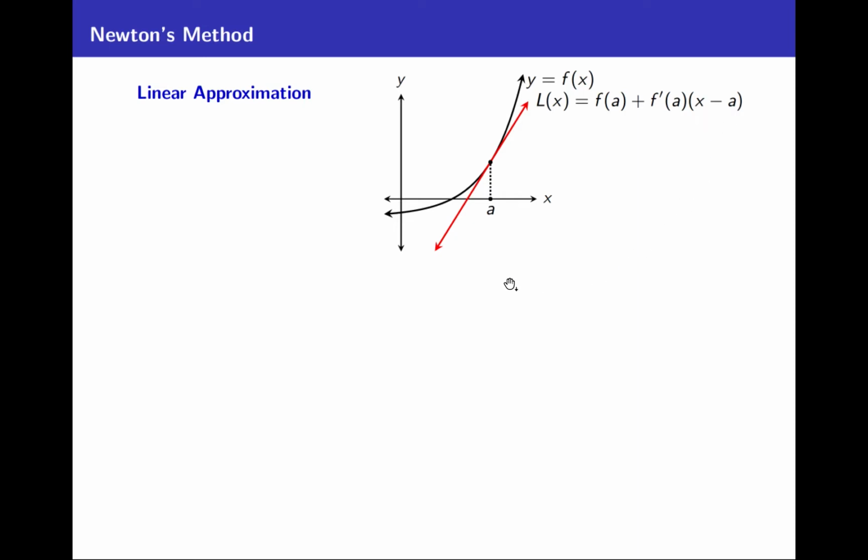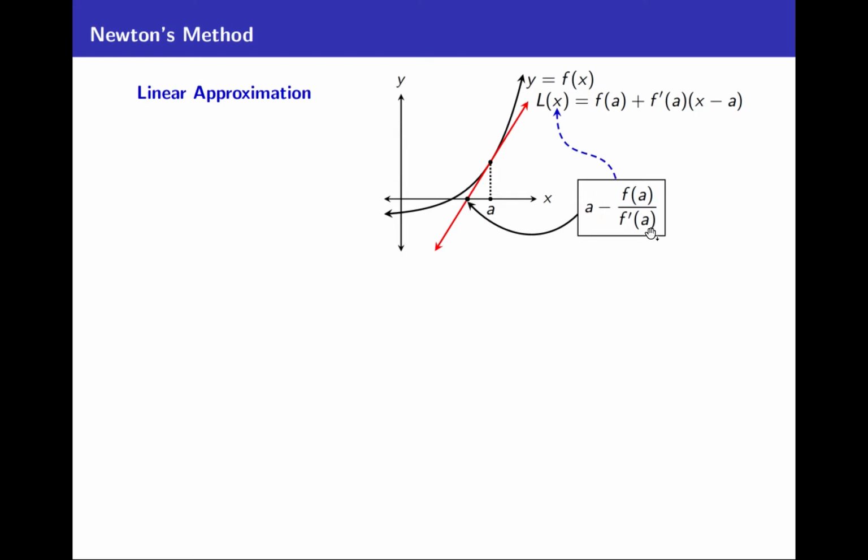Today we will be especially concerned with where this linear function crosses the x-axis. What is its x-intercept? It's easy to check that that x-intercept is x equals a minus f of a over f prime of a. Maybe the quickest way to see that is to take this number and plug it into x in L of x and check that you get y equals 0. Check that L of x evaluates to 0.